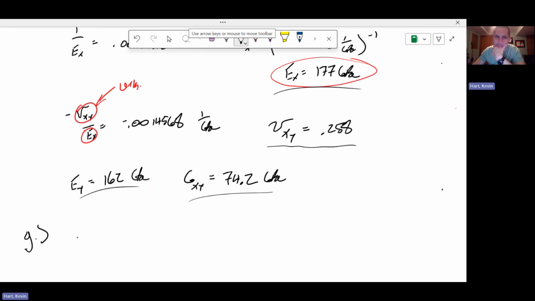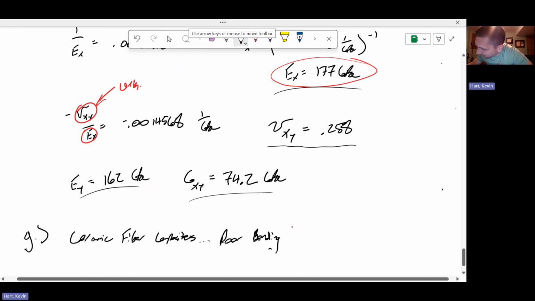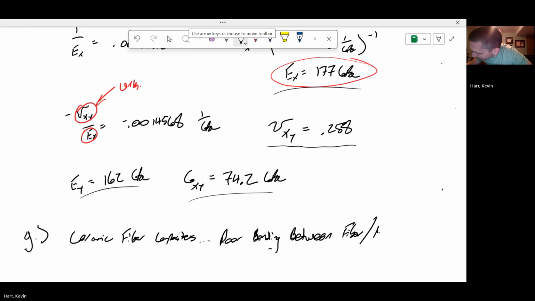First, let's discuss it just from a perspective of ceramic composites. All right, ceramic composites, what do we know about them? So ceramic fiber composites, right? They have poor bonding between fiber and matrix. Okay, and that's because ceramics are inert by nature, right? It's difficult to bond ceramics to anything, right? So they generally just have poor bonding on the whole, right?